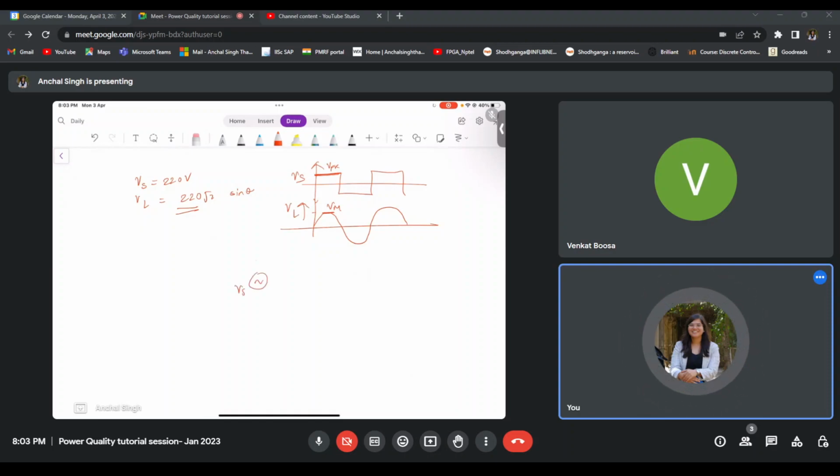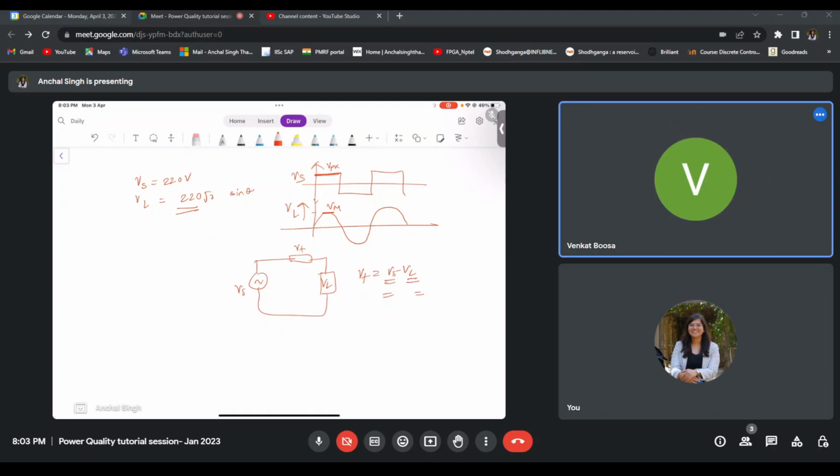This is our Vs, this is Vf, and this is Vl, right? So again it will be Vf is equal to Vs minus Vl. We'll use the same formula only, but this time Vs is fixed and Vl is sinusoidal. Till now Vs was sinusoidal and Vl was fixed. So only that will change. Apart from that, everything else will remain the same. Okay, thank you, madam.